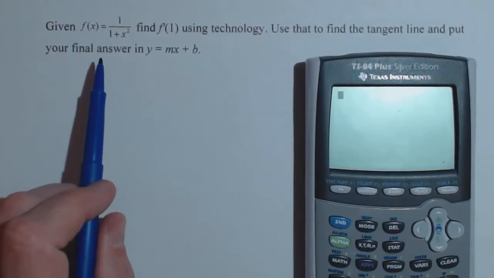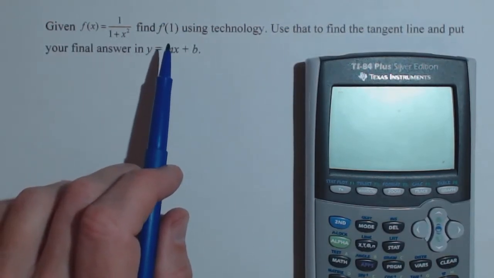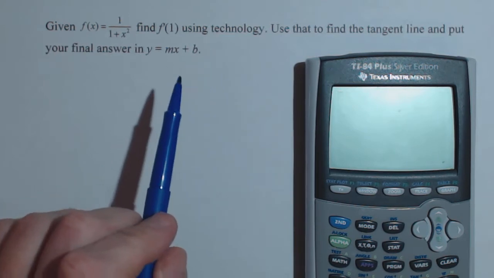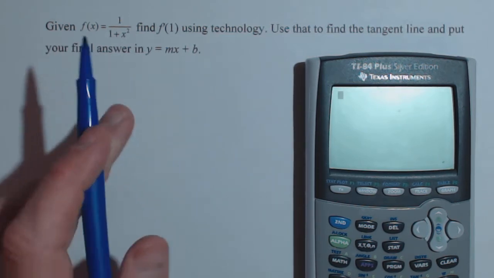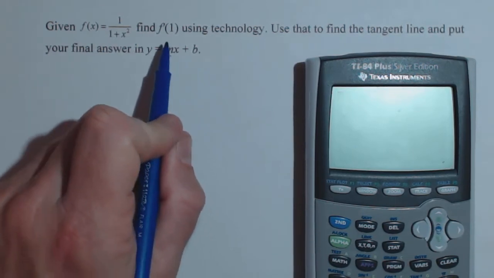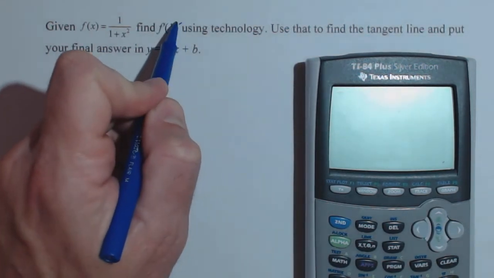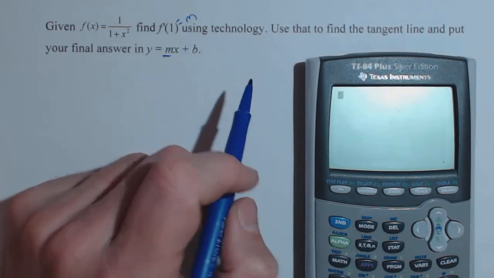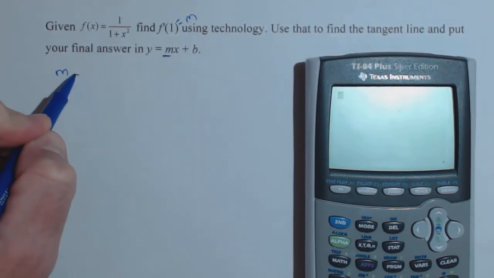In this problem, we're given a function and asked to find f prime of 1 using technology, and then use that to find our tangent line. So anytime we're finding a tangent line, there's two things we need. We need the slope and a point that it goes through, and the slope is going to come from our f prime of 1. So let's find our slope.